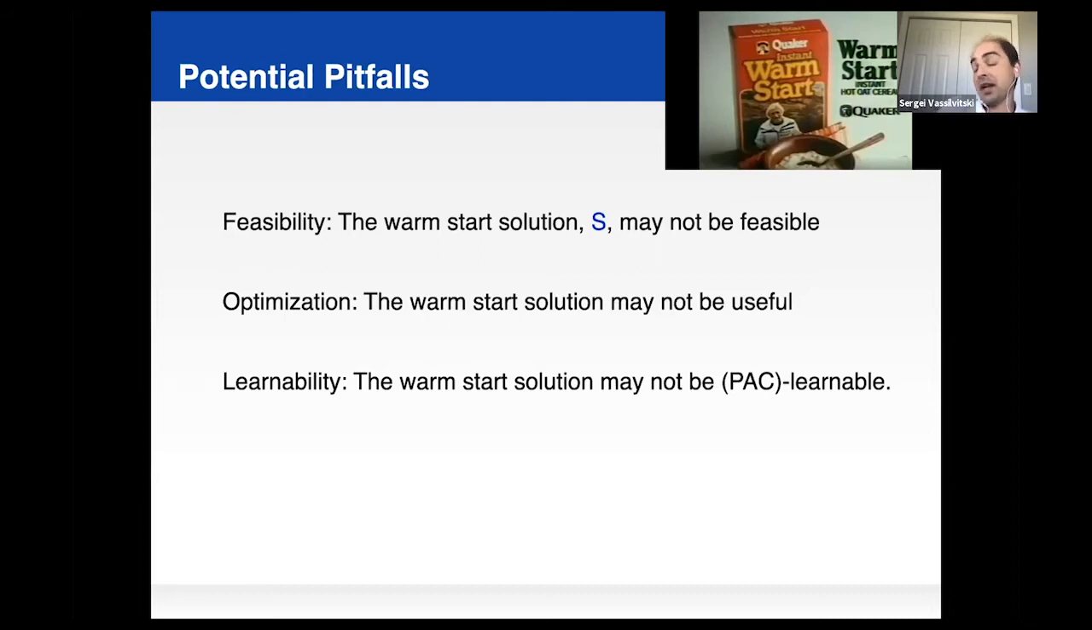The second one is, how do I actually use it? So I have this warm start solution. It's a solution to some other problem or to some other subset of problems. How do I then actually use it in my algorithm design to get something faster in the end?